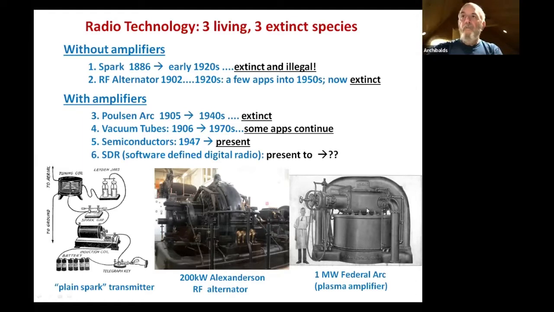This thing worked and it could get up into the megahertz range, but it used an enormous amount of energy. And this is just the oscillator here, and you see the size of the fella beside it. So it had its drawbacks too. Then the three others that we all know: vacuum tubes, semiconductors, and software-defined radios. All these used amplifiers. So if you think about it, not having any kind of amplifier presented severe challenges to spark technology.